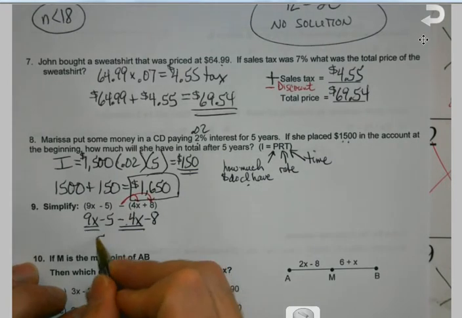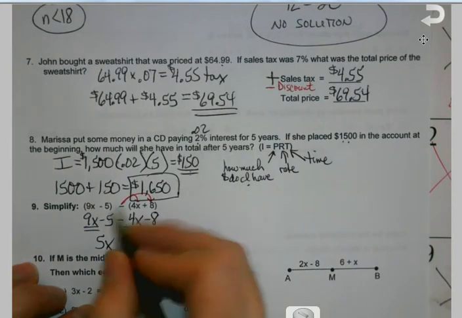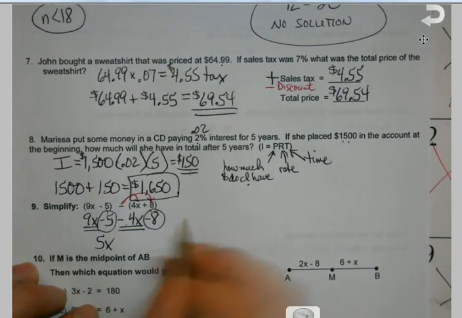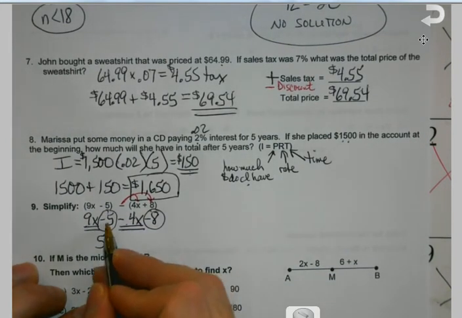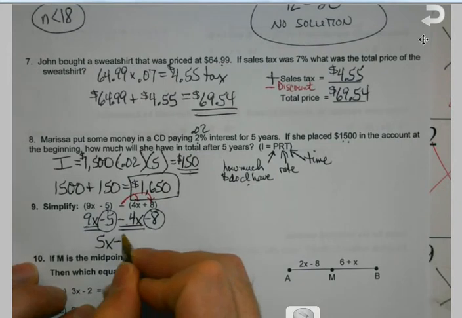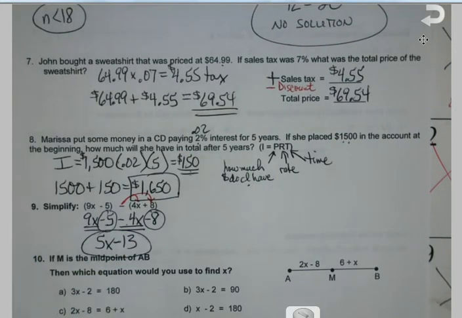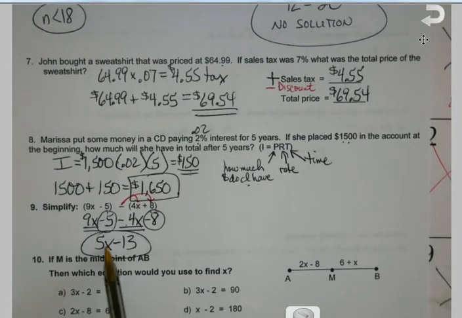9 minus 4 is 5. And negative 5 and negative 8 is negative 13. So I just put the things like that are together, and that's as far as I can go, because this has x and this doesn't, so it's not like I can put them together.